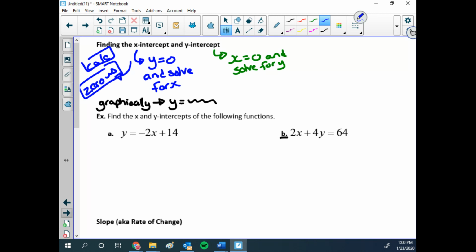Y-intercept, pretty easy. All you're going to do is hit the trace button and trace, because you're tracing along x values. So you'll just type in 0, and that'll give you right to your y-intercept. Sometimes you just start and it's already on your y-intercept.